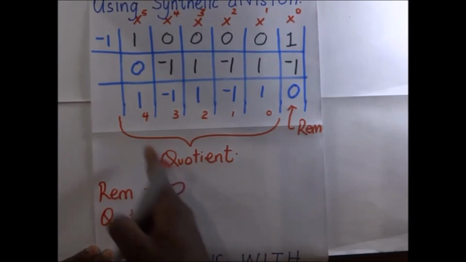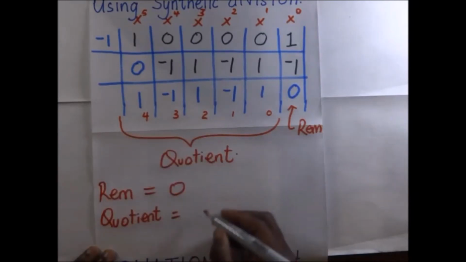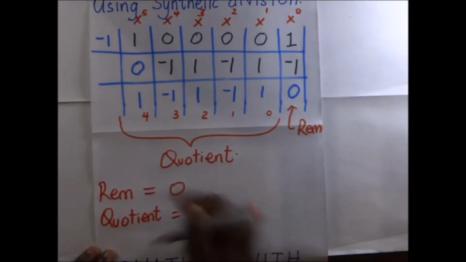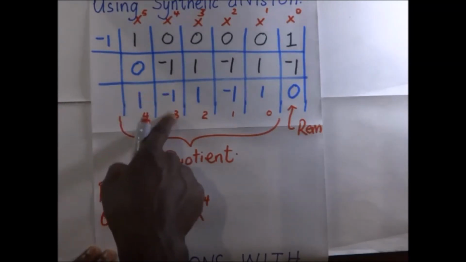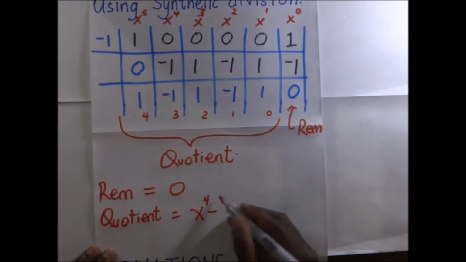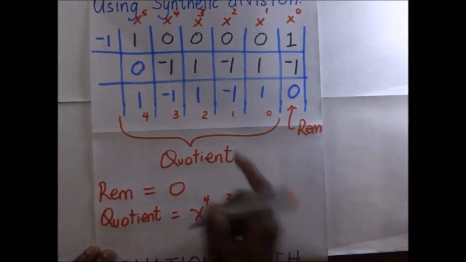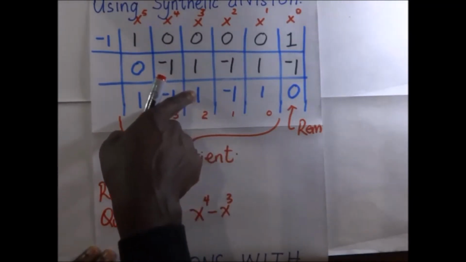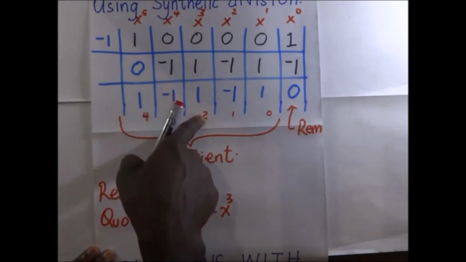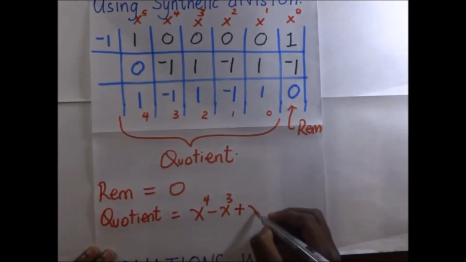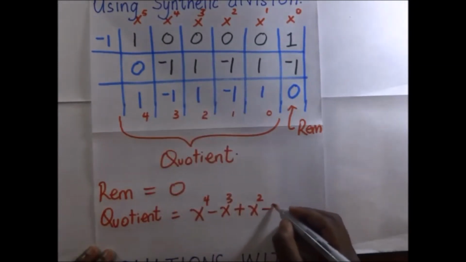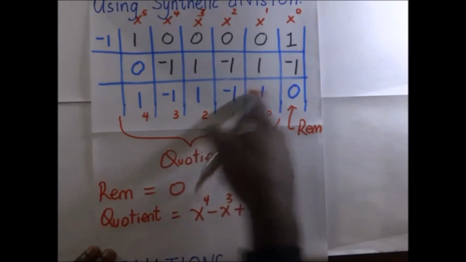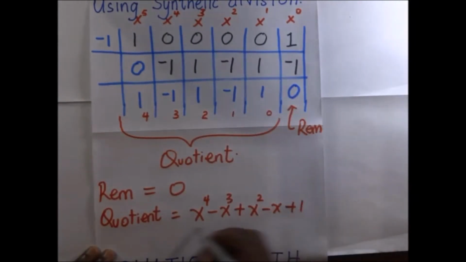is going to be equal to x to the power 4, because it's 1x to the power 4, minus 1x to the power 3. So that is minus x to the power 3. Then that's going to be plus, because it's positive 1, x to the power 2, minus x to the power 1, then plus 1. So that will be our quotient, and that is going to be our remainder.